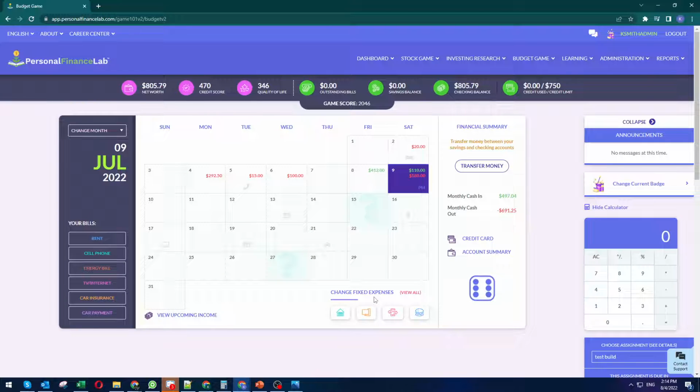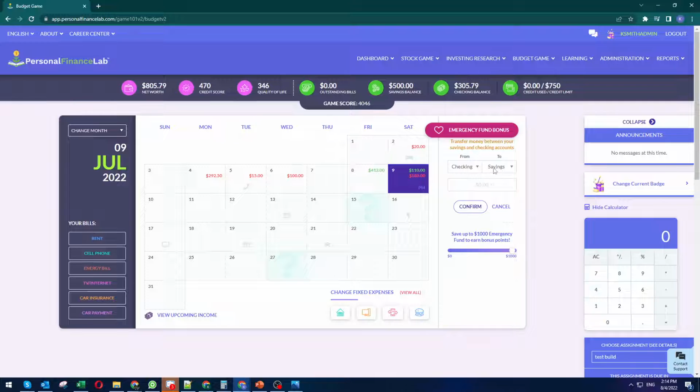They also get additional points when they can save up their first $500 and $1,000 to count as their emergency fund. So you can see here, I'm going to deposit $500 into my savings account. I got a huge boost to my game score here. But if for any reason I'm having a hard time paying my bills and I need to pull that money back out, I lose all of those points.